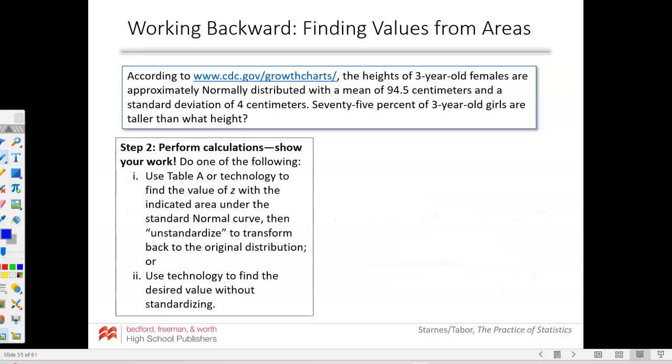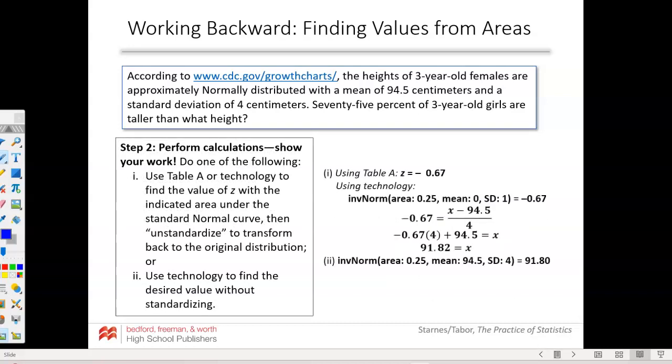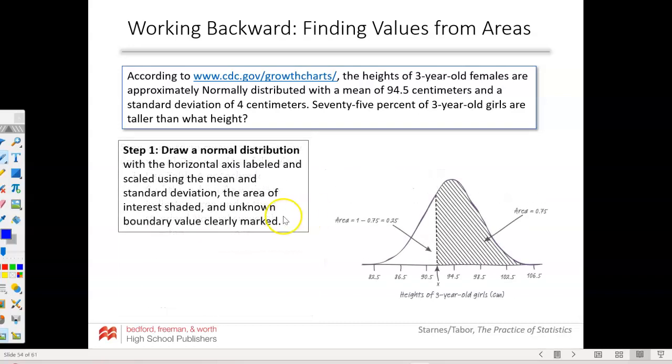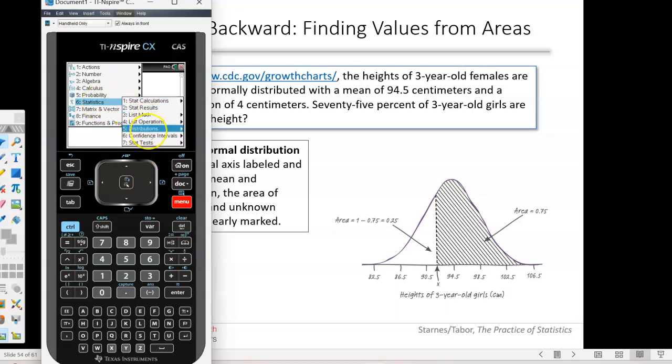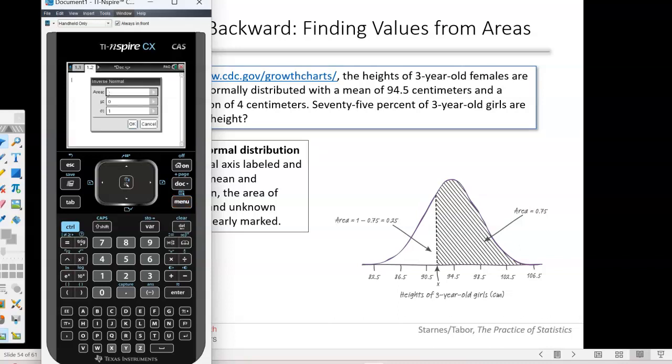So in this case, one way is to work it backwards. So here's what I mean by that. If you're working backwards, you know the percentage, and you're trying to figure out, say, the z-score. Let's try to figure out the z-score. To do that, you're going to go Menu, Statistics, I think it's in Distributions, and it's called Inverse Norm. There it is, right below Norm CDF. So this is kind of working Norm CDF backwards, given the area first.